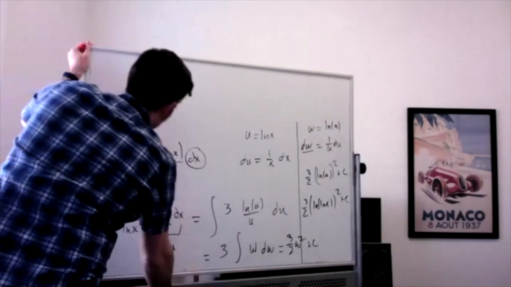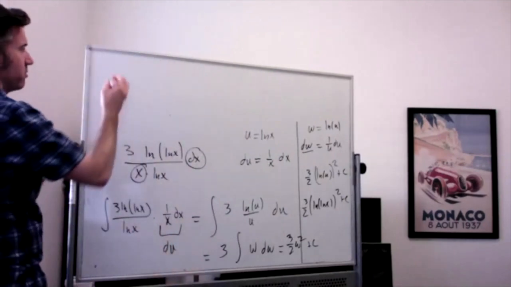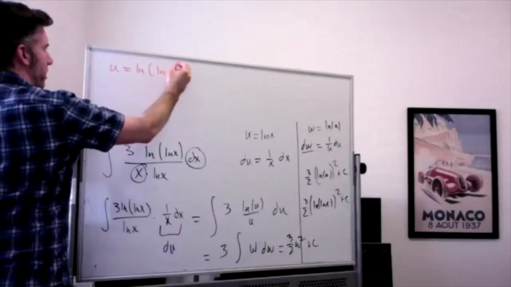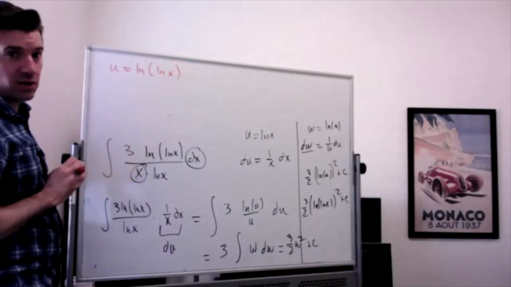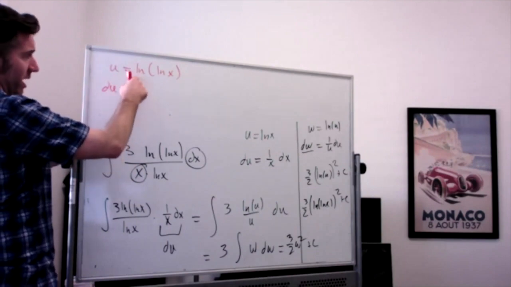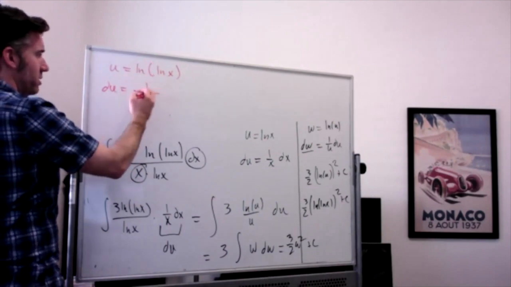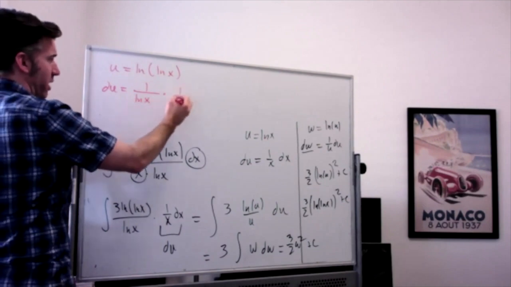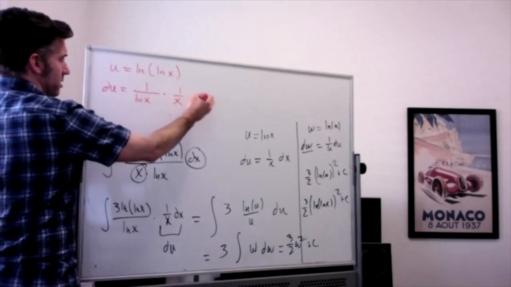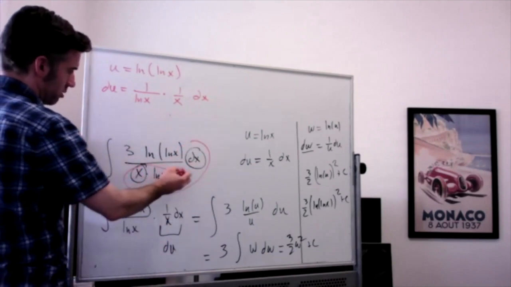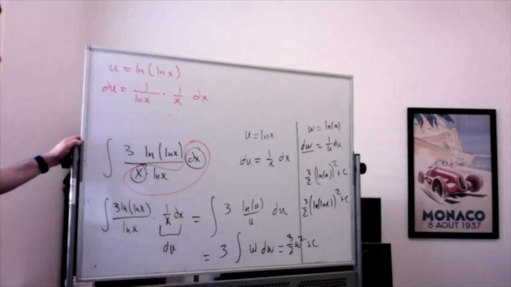So here's a better choice for you. The natural log of the natural log of x. The derivative of the natural log of x is, well, the derivative of the natural log of some stuff is 1 over the stuff times the derivative of the stuff, which is 1 over x dx. Oh, look. That's exactly that.